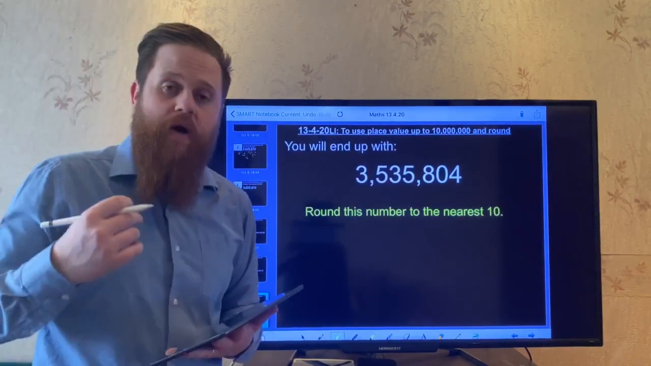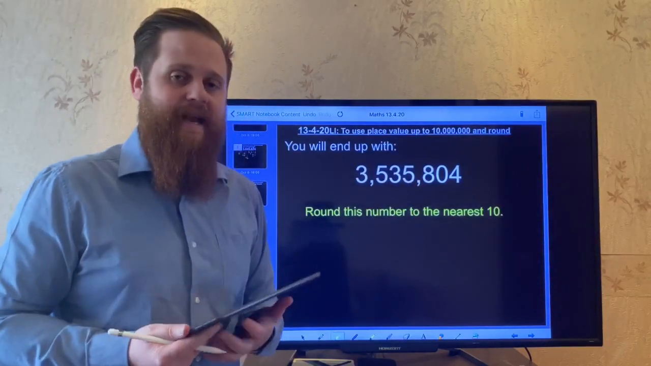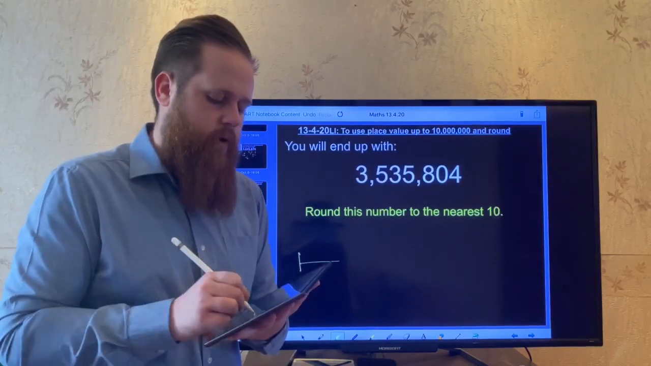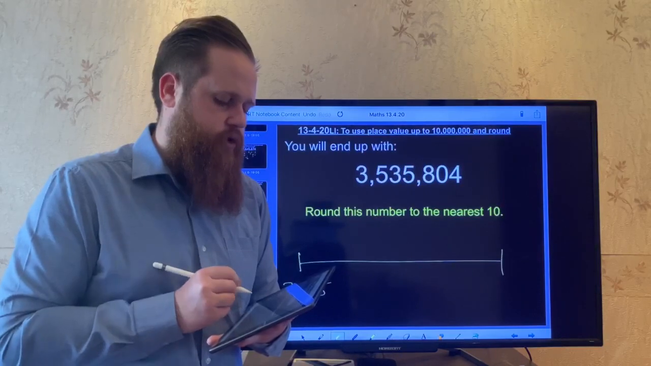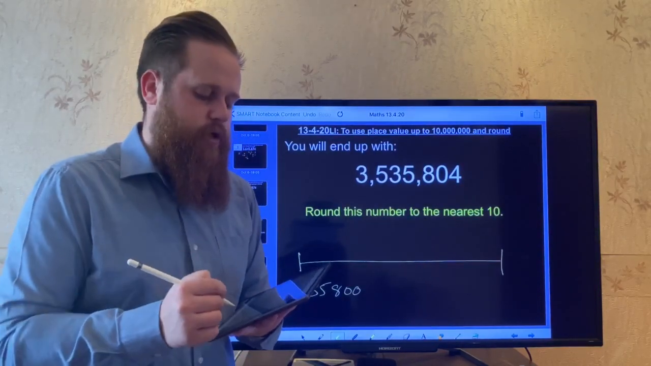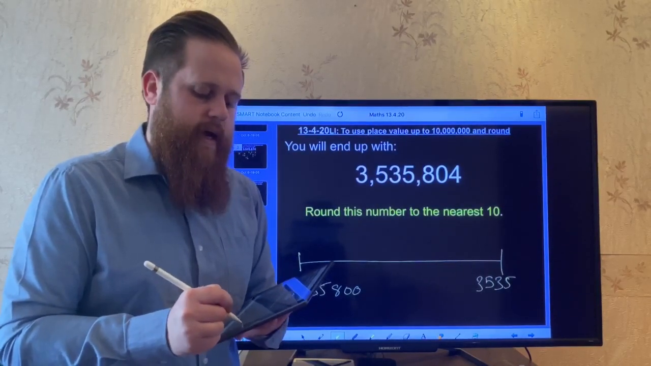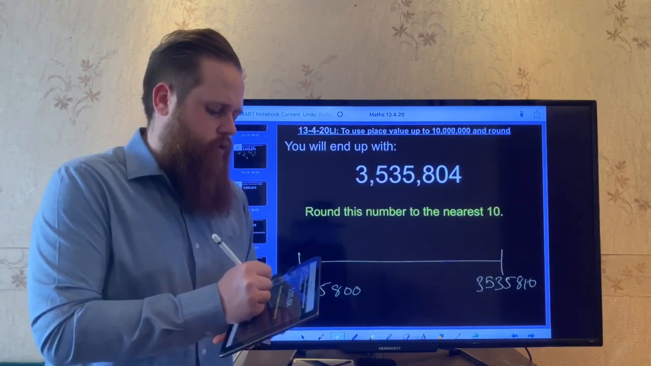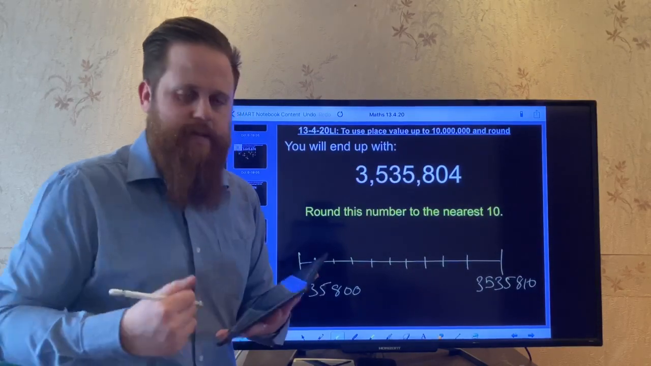Now, we are going to be looking at rounding as well in this session. So we're going to round this number to the nearest 10. So the nearest 10, is this number closer to 3,535,800, or is it closer to 3,535,810? So we need to place it. Let's be 800. 1, 2, 3, 4, 5, 6, 7, 8, 9, and 10.